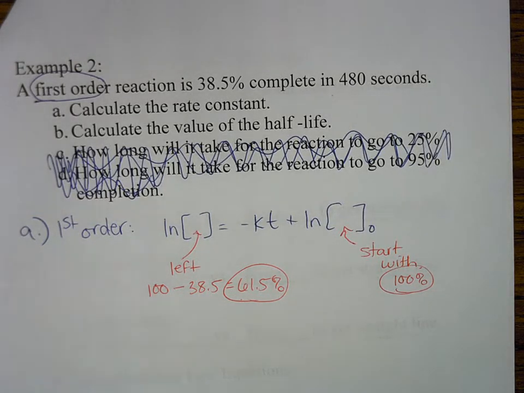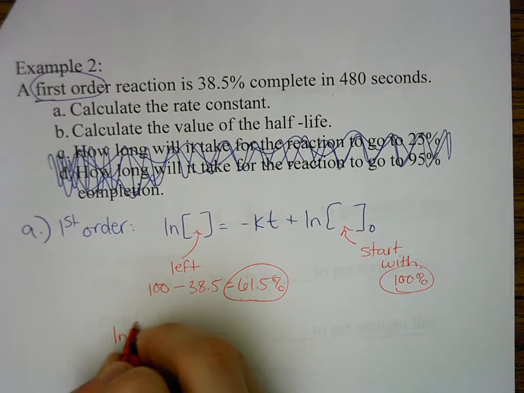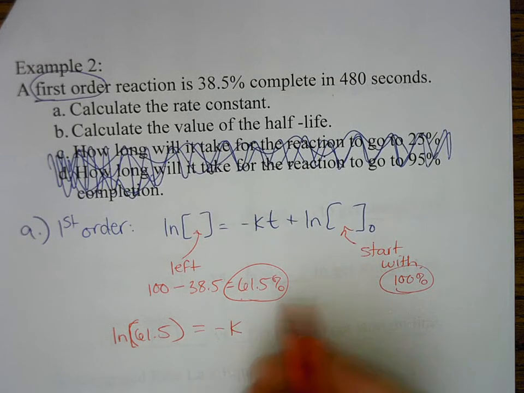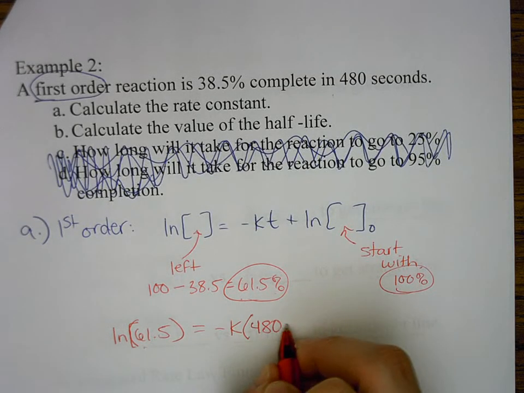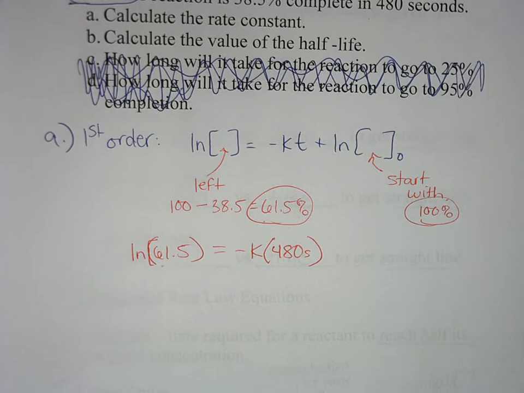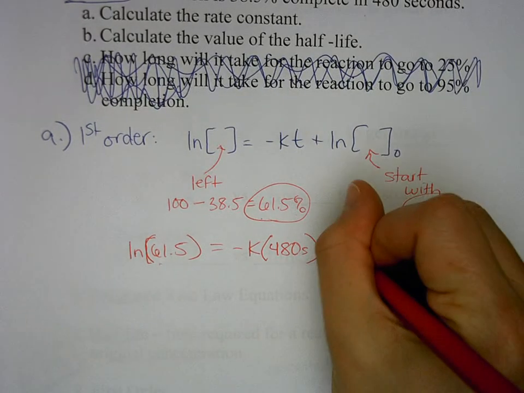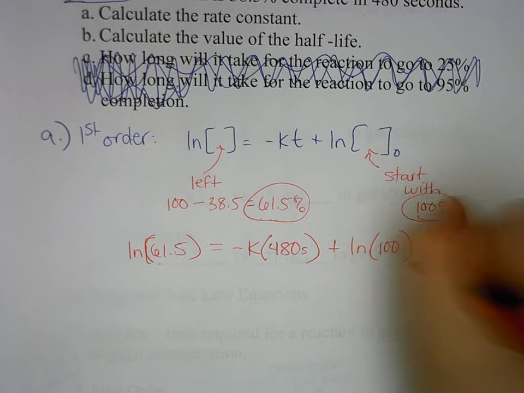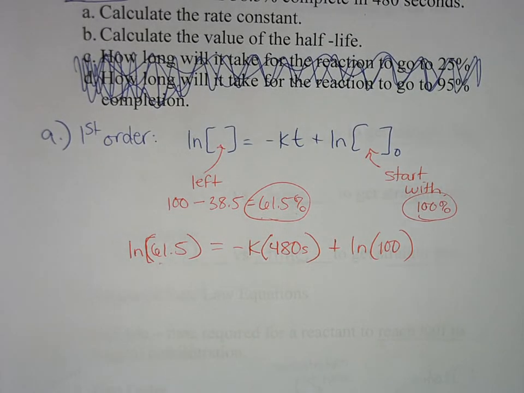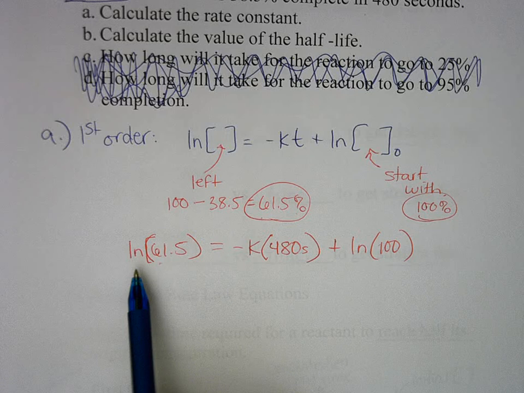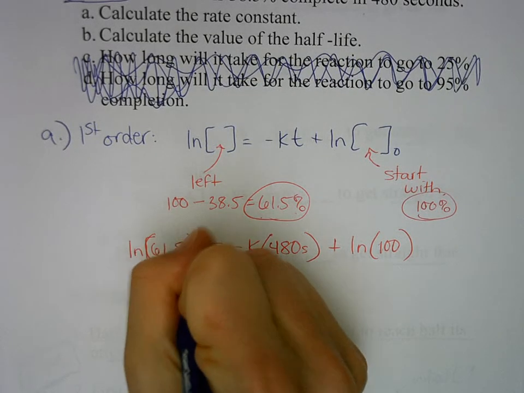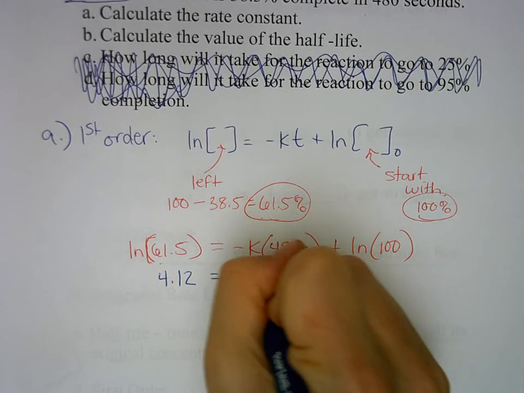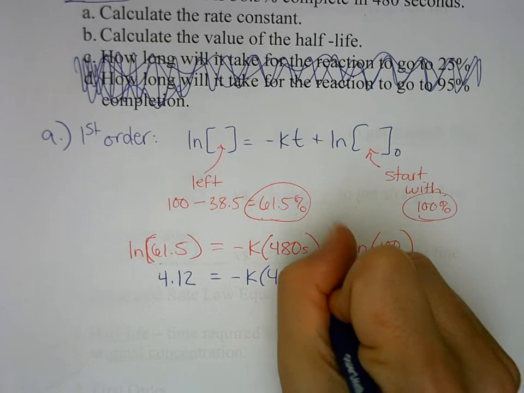So then I can just go ahead and plug in the natural log of 61.5, in parentheses, equals negative k, and that's my percentage left after 480 seconds, and then plus the natural log of 100, because that's my percentage that I'm starting with. Okay, natural log of 61.5 is 4.12. That equals negative k times 480. And then the natural log of 100 is 4.61.